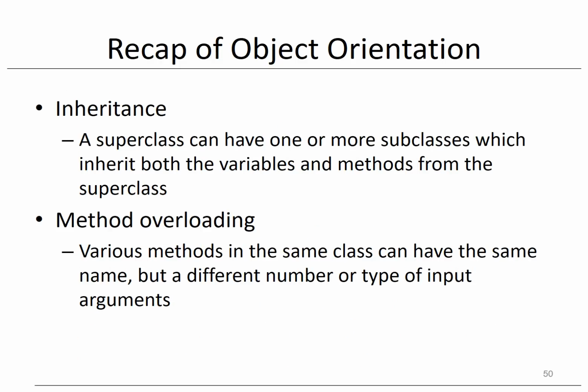Similar to the EER model, inheritance is supported. A superclass can have one or more subclasses which inherit both the variables and methods from the superclass. As an example, student and professor can be a subclass of the person superclass. In object orientation, method overloading is also supported. This implies that various methods in the same class can have the same name, but a different number or type of input arguments.